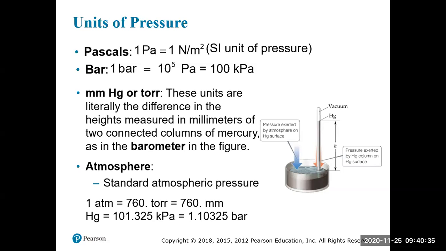That's where that measurement comes from. When we talk about atmospheric pressure, standard atmospheric pressure is defined as 1 atmosphere, or 760 torr, or 760 millimeters of mercury. As we talk about some calculations here, we'll mostly use atmospheres as the units for our calculations.